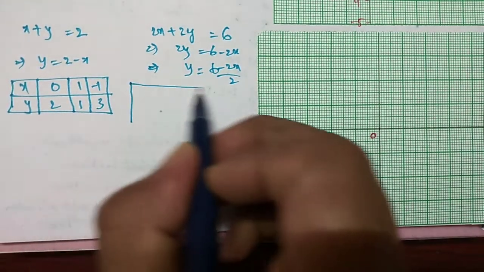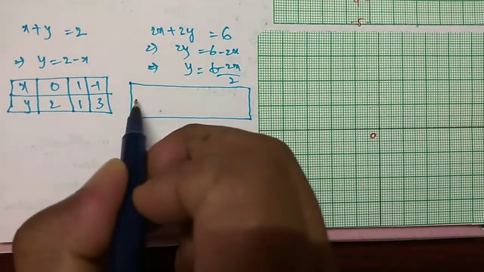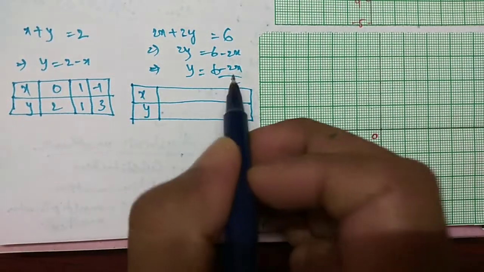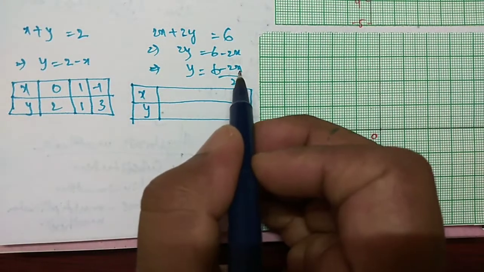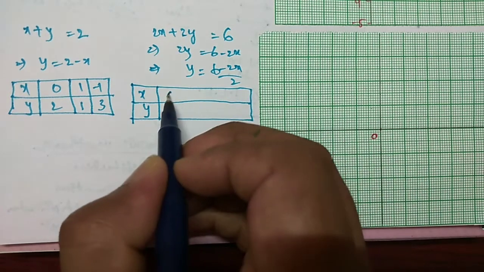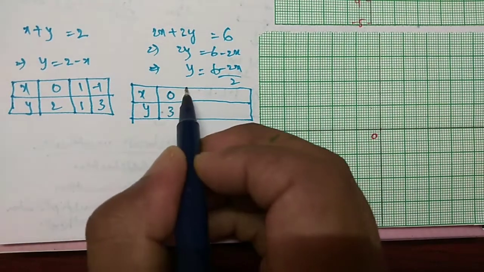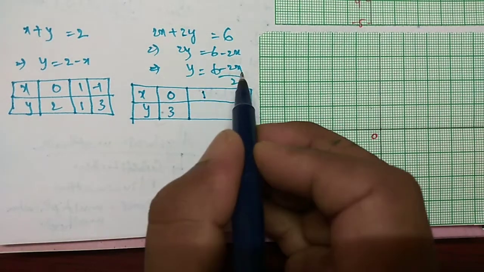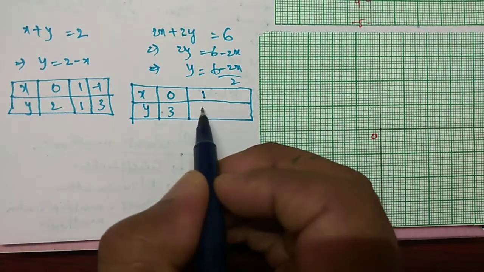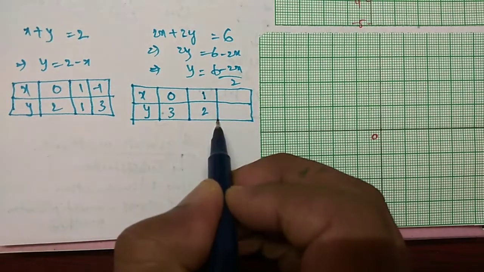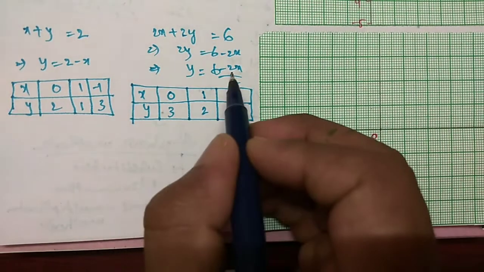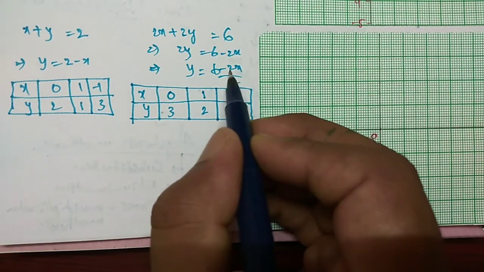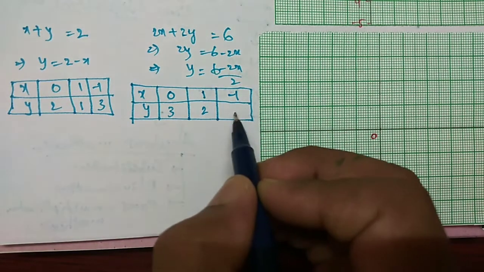So let us draw the table for this equation to get its ordered pairs. This is x and y. If x is 0, 6 minus 0, 6 by 2 is 3. If x is 1, 6 minus 2, 4 by 2 is 2. If x is minus 1, minus 2 of minus 1 is plus 2, plus 6 is 8, by 2 is 4.